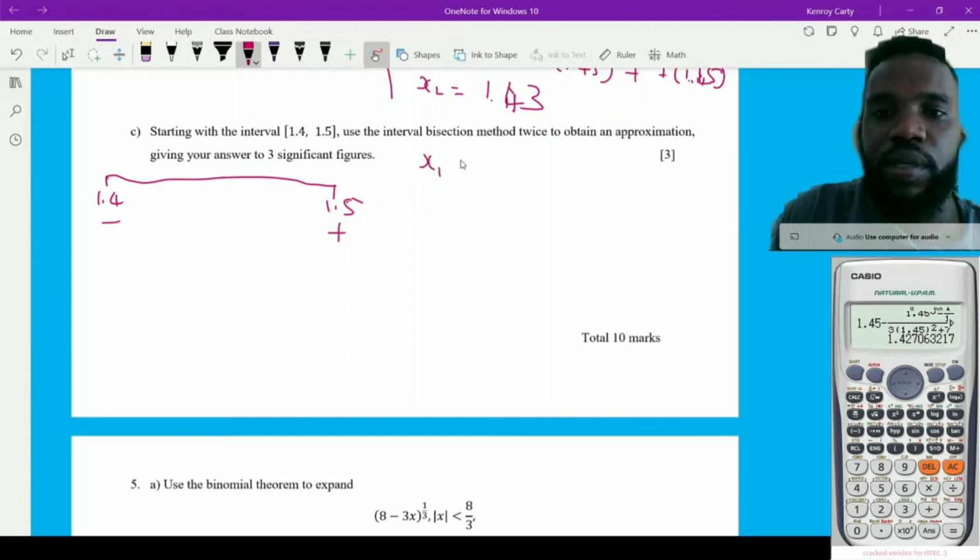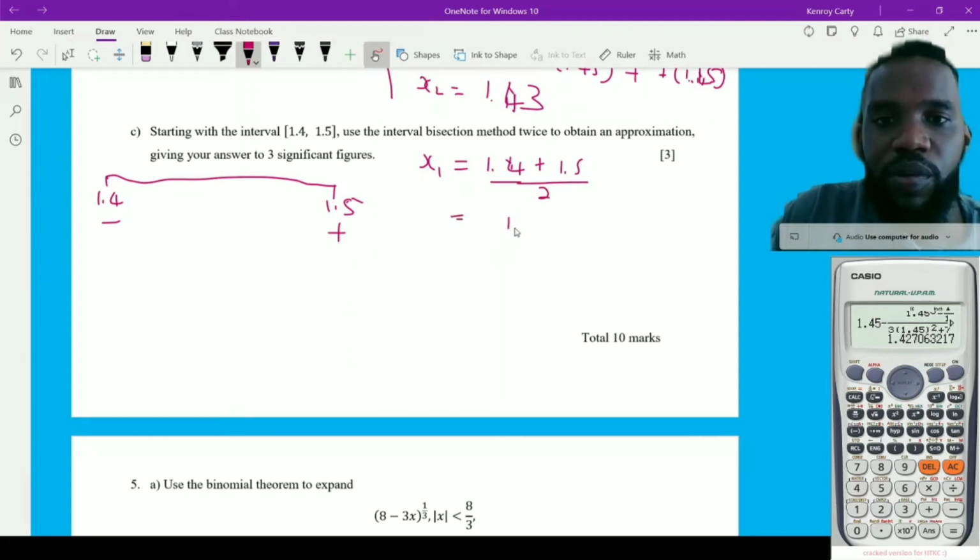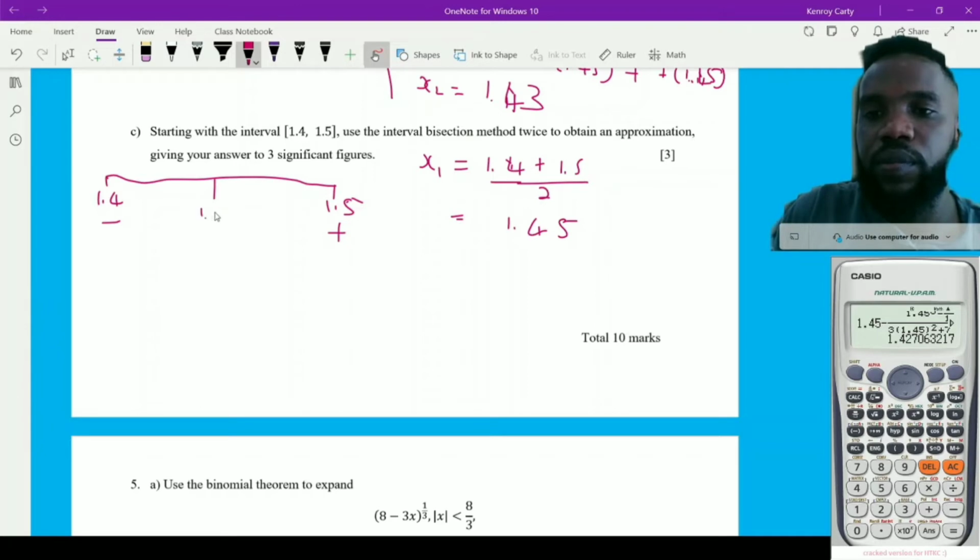Alright. Now interval bisection, as it suggests, means I'm going to add the intervals and divide it by 2. So let me say x1 would be (1.4 plus 1.5) all over 2. Now this is actually going to be 1.45. Alright, so it's going to be in the middle.